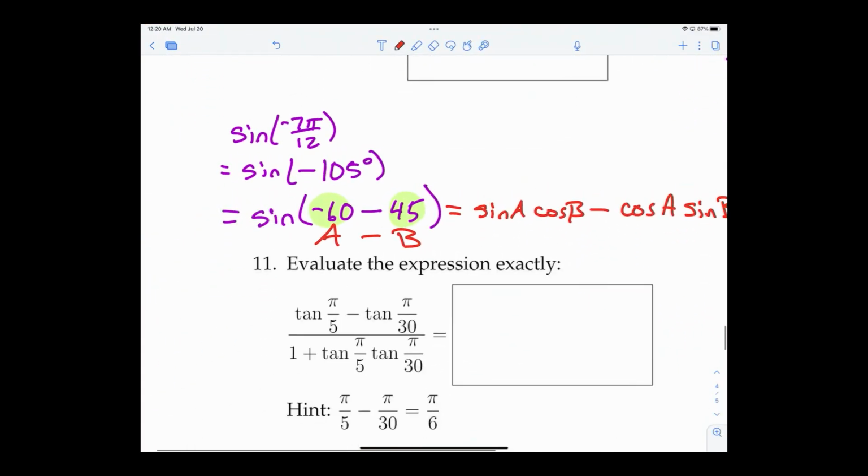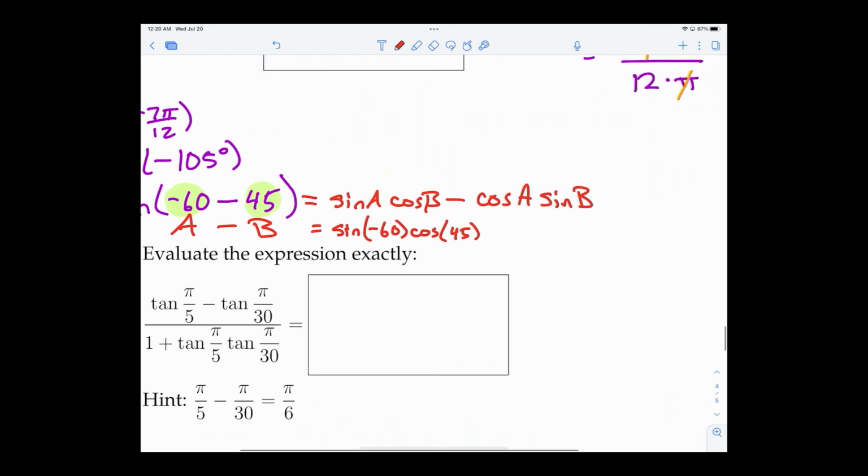And be careful with the signs here. The way that I wrote this, my A is negative 60, but my B is not negative 45. My B would be positive 45 because the minus was part of the formula and the 45 stood alone. So sine negative 60 cosine 45, and then minus cosine A, which is negative 60, and then sine B, which is just 45.